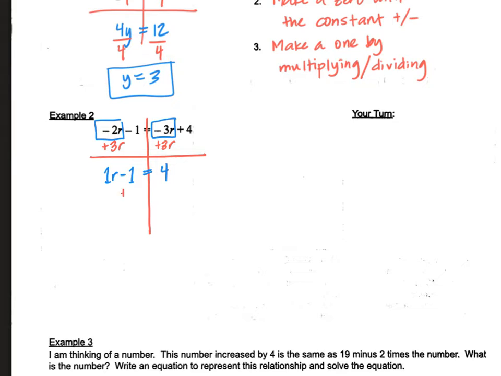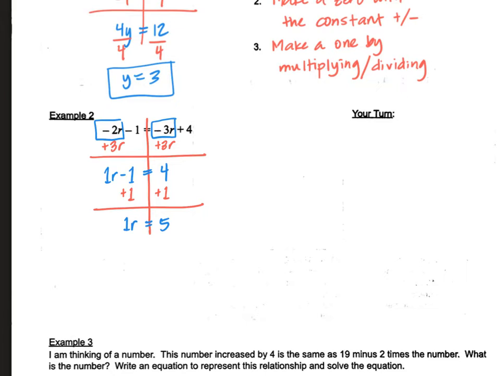Let's make a 0 with the constant that's being added or subtracted here with the r. So that's the minus 1, so let's do a plus 1. Add 1 to both sides. I'm left over with just 1r on the left. On the right side, it's 4 plus 1, which is 5.